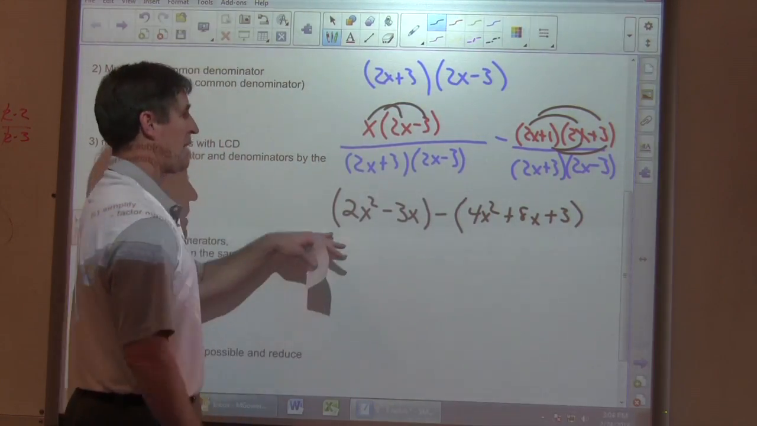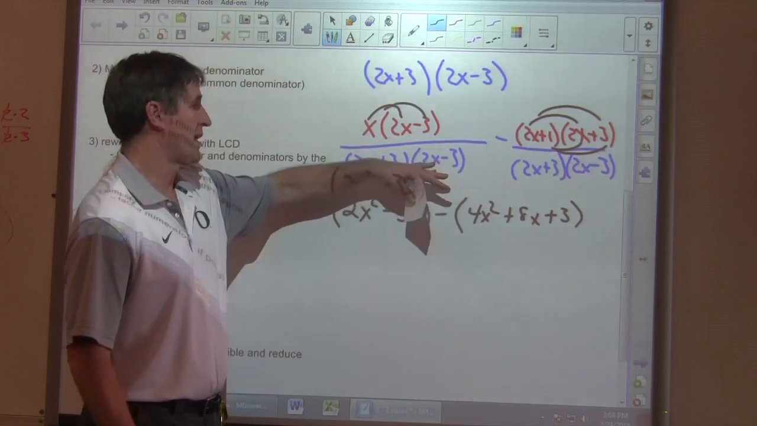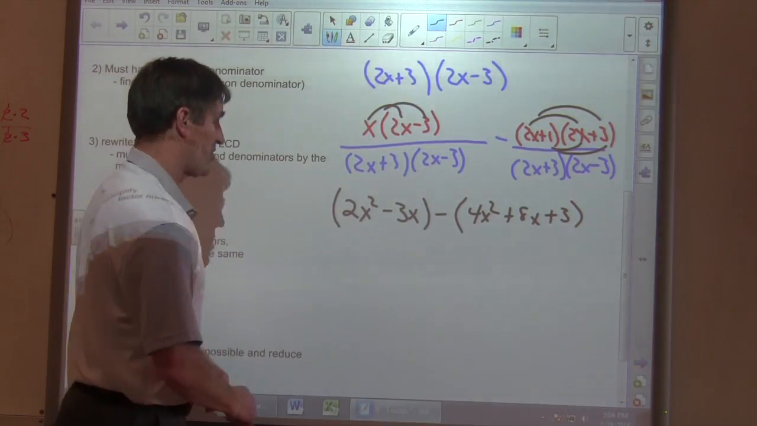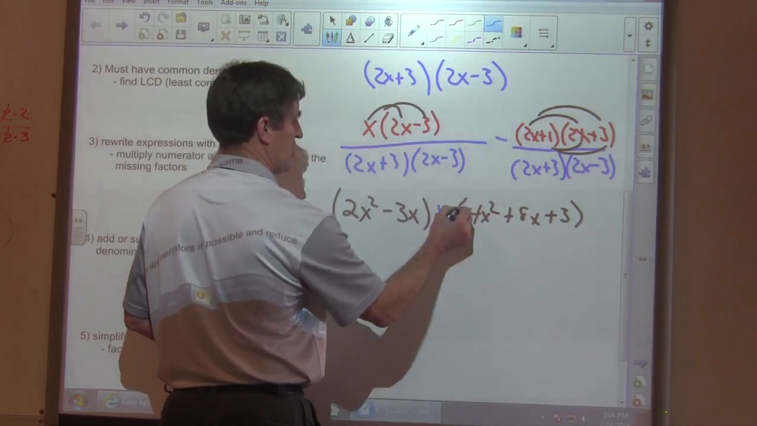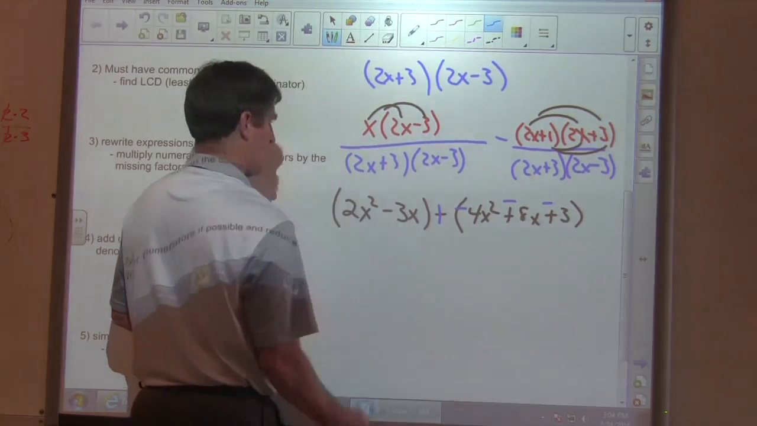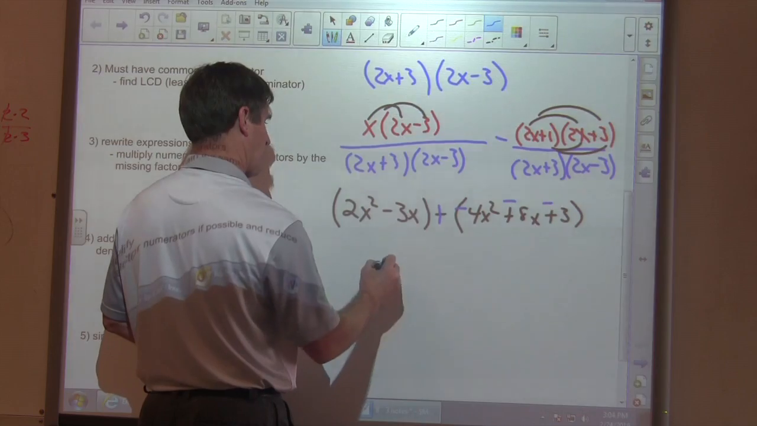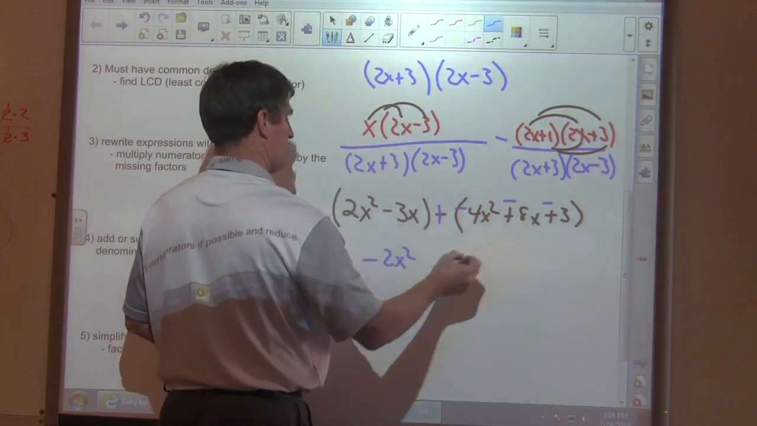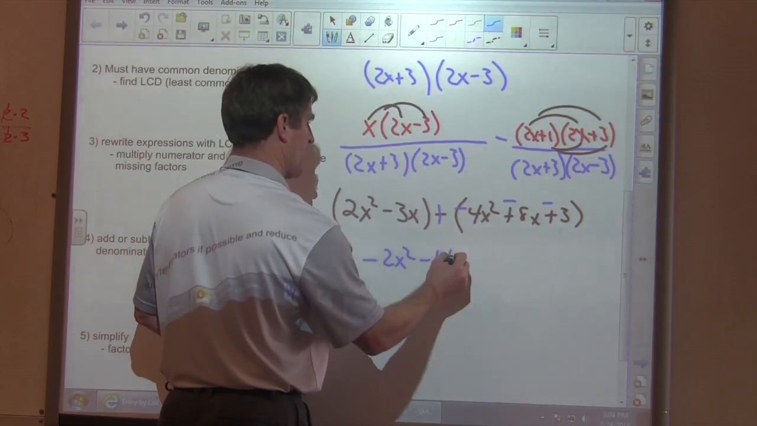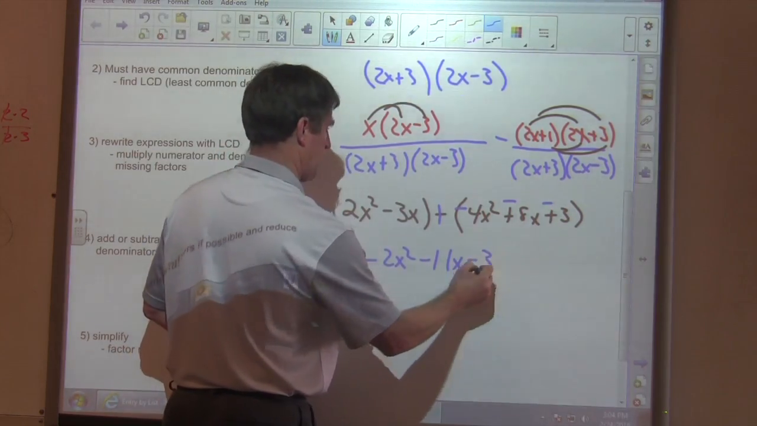Again, I'm not going to put this denominator till the end because I already know what it's going to be. That doesn't change. So we've got subtraction, so I'm going to change it to addition and change all the signs. So we have 2x squared minus 4x squared is a negative 2x squared. And negative 3x plus a negative 8x is a negative 11x minus 3.